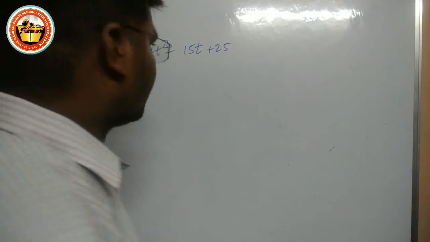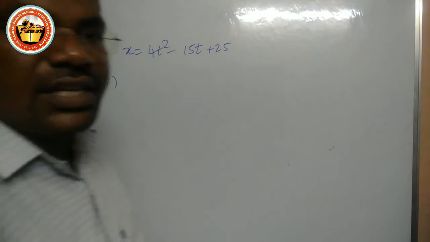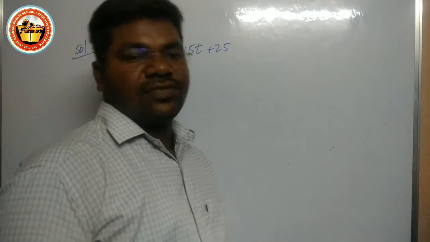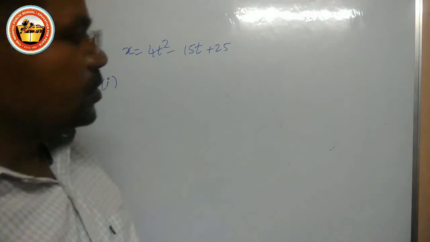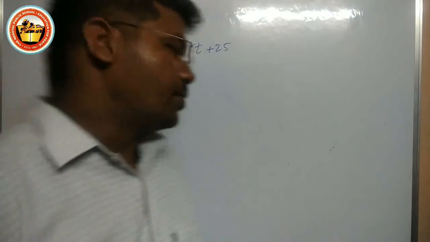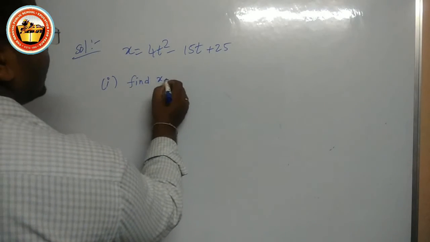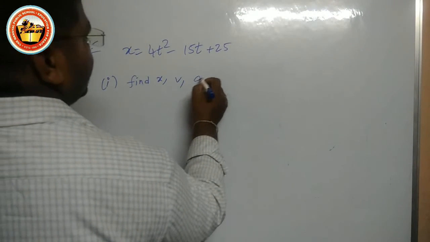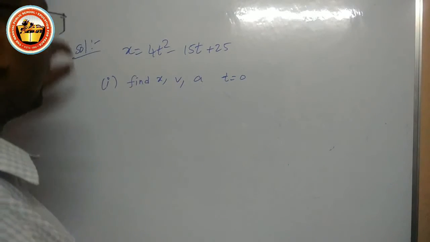Okay, see here, first question: find the position, velocity and acceleration of the particle at t is equal to 0. Find x means find the position, velocity and acceleration at t is equal to 0. Understand?